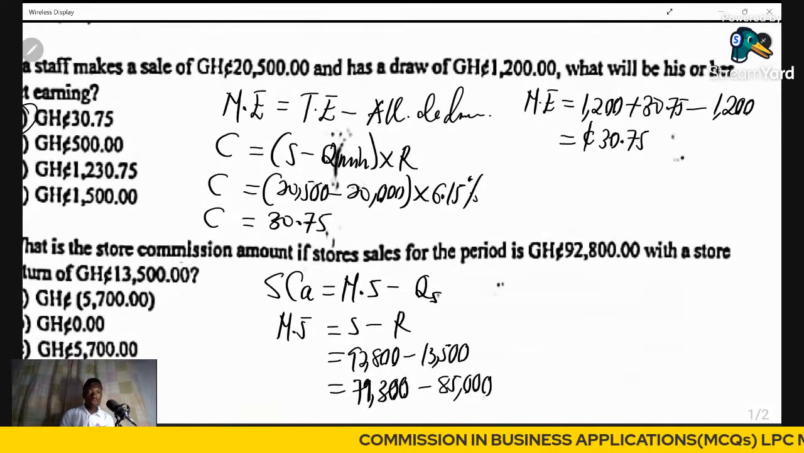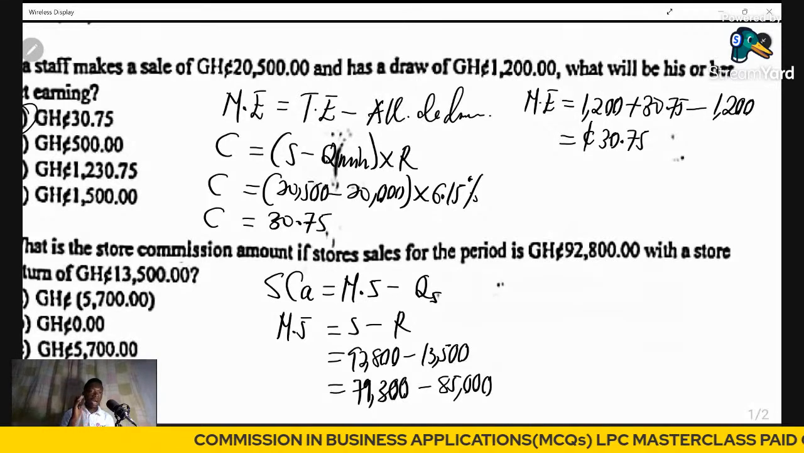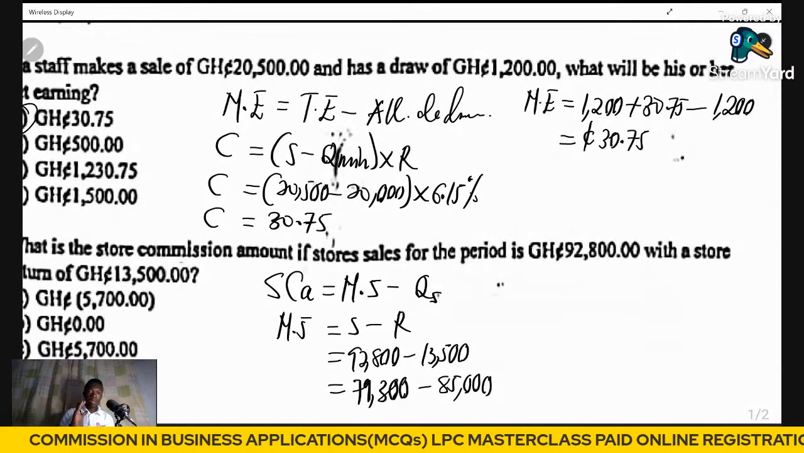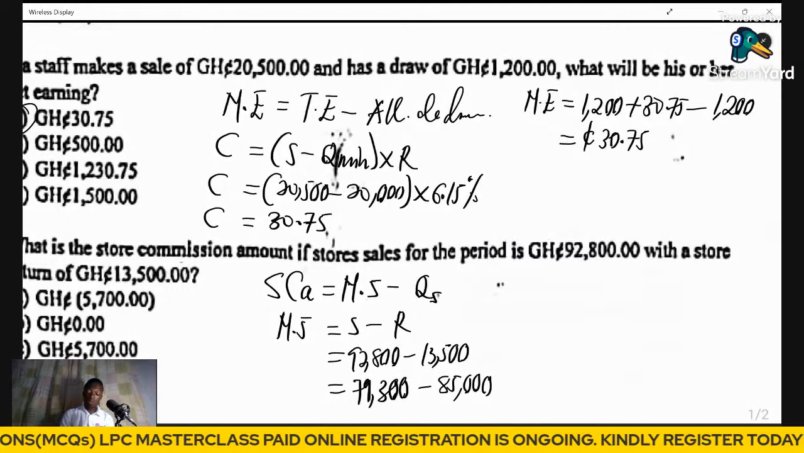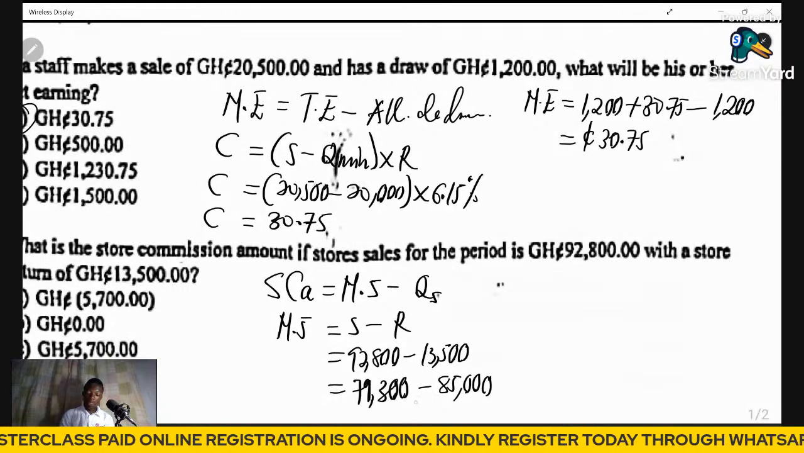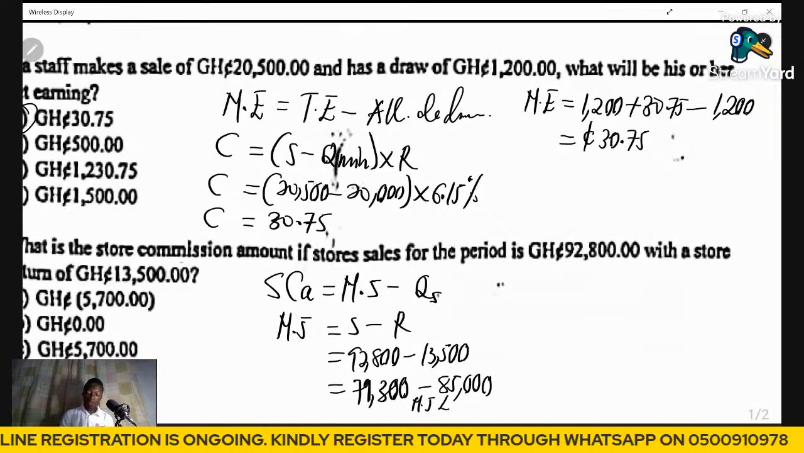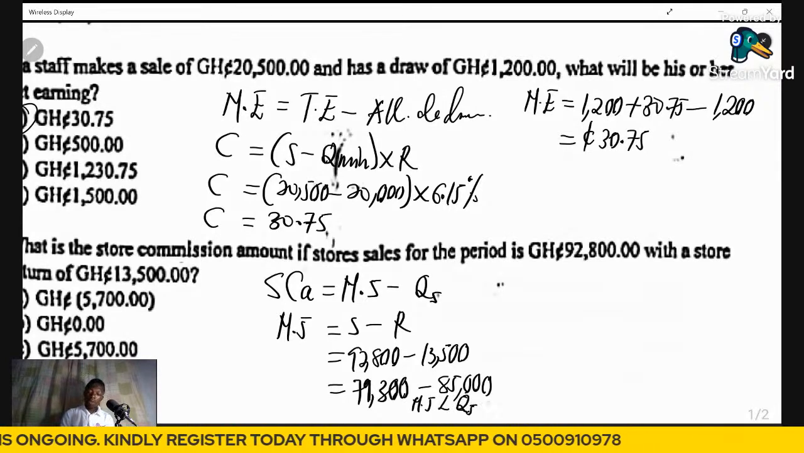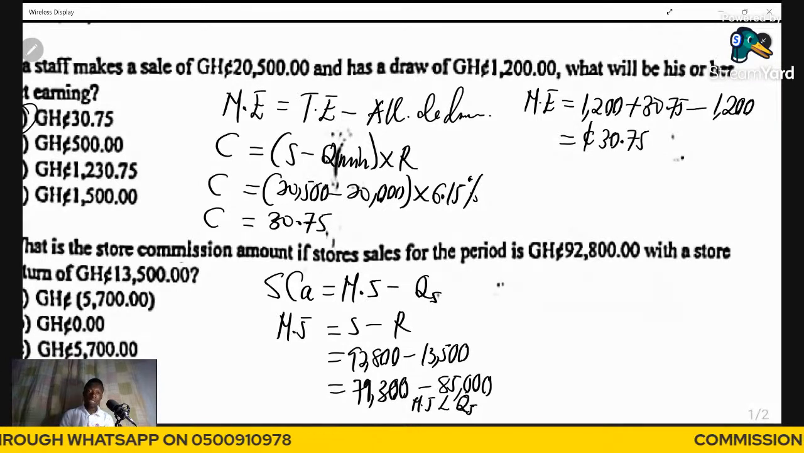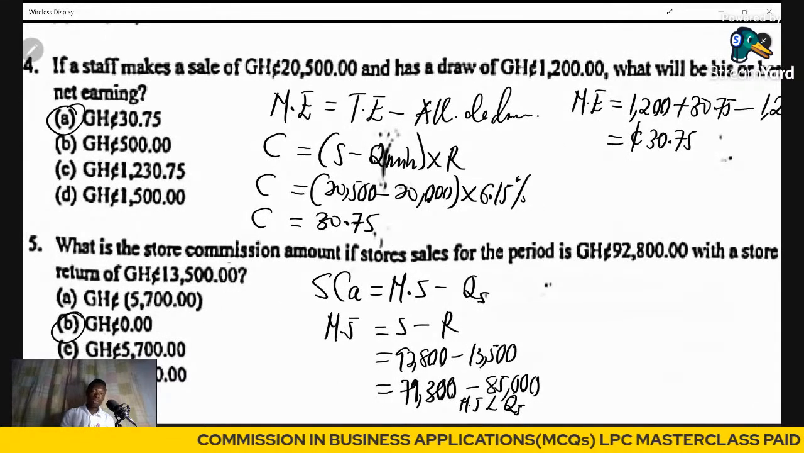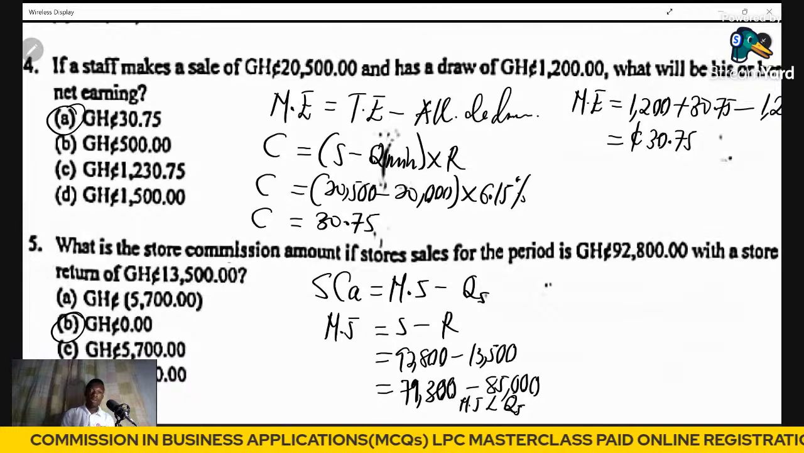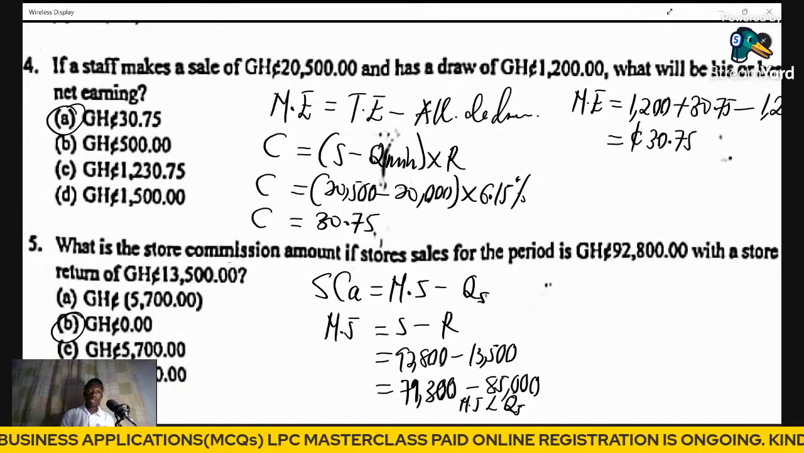No. That means this is going to result in a negative, but we must keep at the back of our mind that our commission amount, whether store or personal commission, should always be a positive value. Since we are getting a negative value, because the net sales is less than the store quota, the commission is deemed to be zero, because you can't get a negative commission amount. Therefore, the store commission amount is zero. That will go for option B. So let's take note of that.